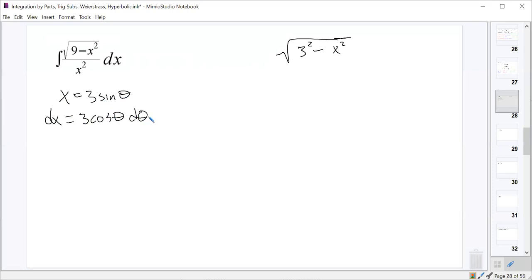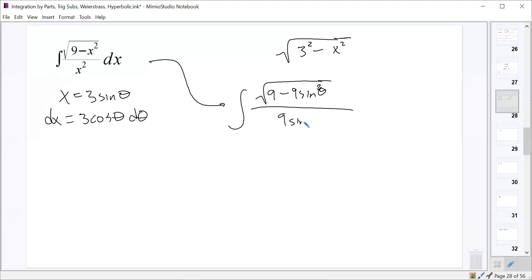d theta. And so when I plug in my x as 3 sine theta, and I plug in my dx as 3 cosine theta d theta, I'm just going to have an integral that's all now sitting there in terms of theta, and I should be able to integrate it. So this integral becomes the integral of the square root of 9 minus 9 sine squared theta over 9 sine squared theta times my dx, which was 3 cosine theta d theta.